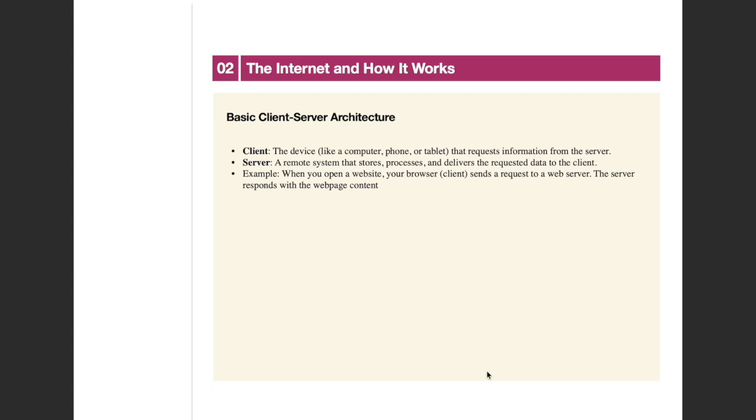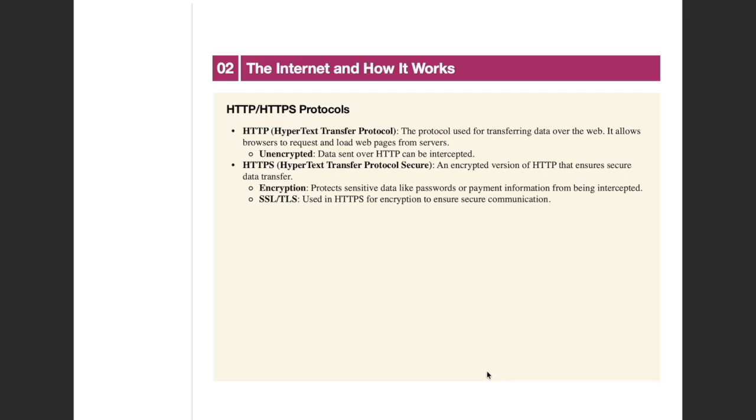Now, let's go for the language of the web, the HTTP and HTTPS protocols. You should ask how the client and server talk. The client and servers both use a language called HTTP, Hypertext Transfer Protocol. It is the protocol used for transferring data over the web. It allows browsers to request and load web pages from the servers, but it is unencrypted, whereas HTTPS uses an encrypted version of HTTP. And for encryption, it uses SSL or TLS circuits.